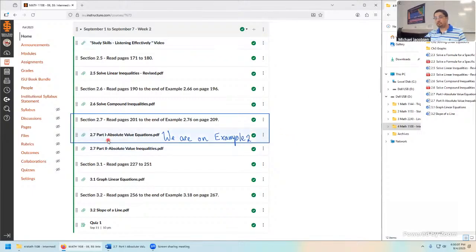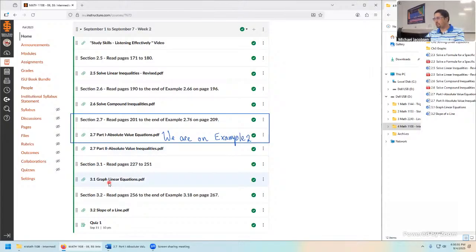Today we're in section 2.7, absolute value equations. And my goal is to get to section 2.7, part 2, the absolute value inequalities. That's going to finally round out all the inequality work we've been doing, starting in section 2.5, 2.6, looping back to 2.7, part 2. Then with the remaining time that we have, we'll look into section 3.1.